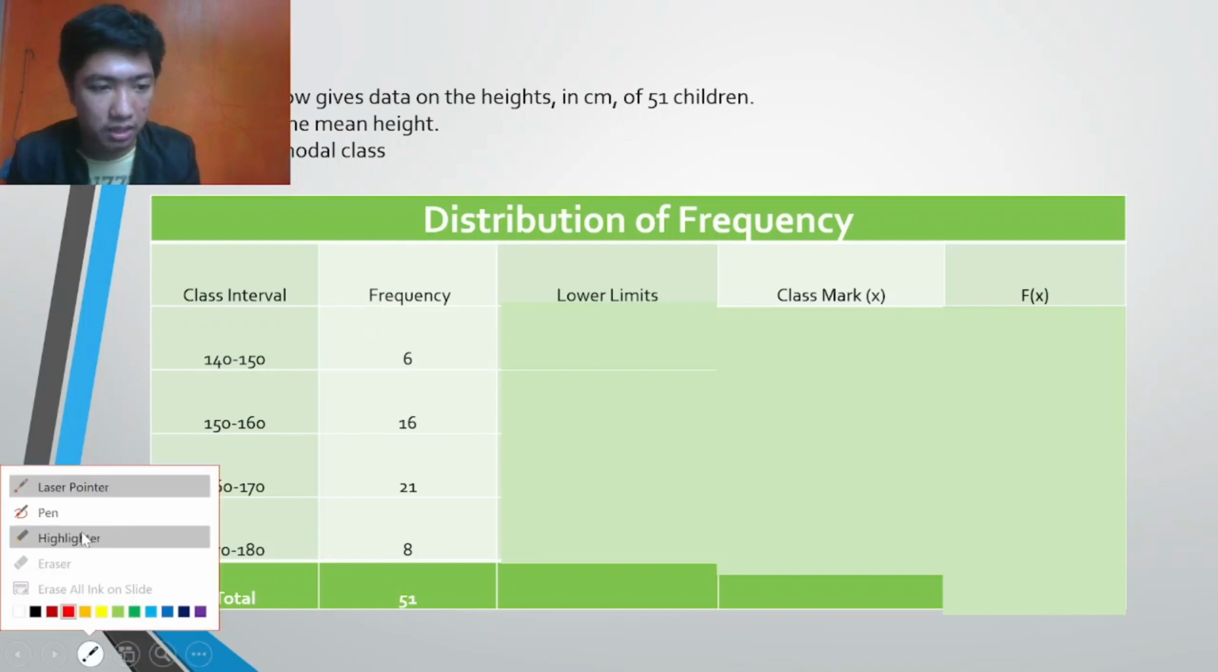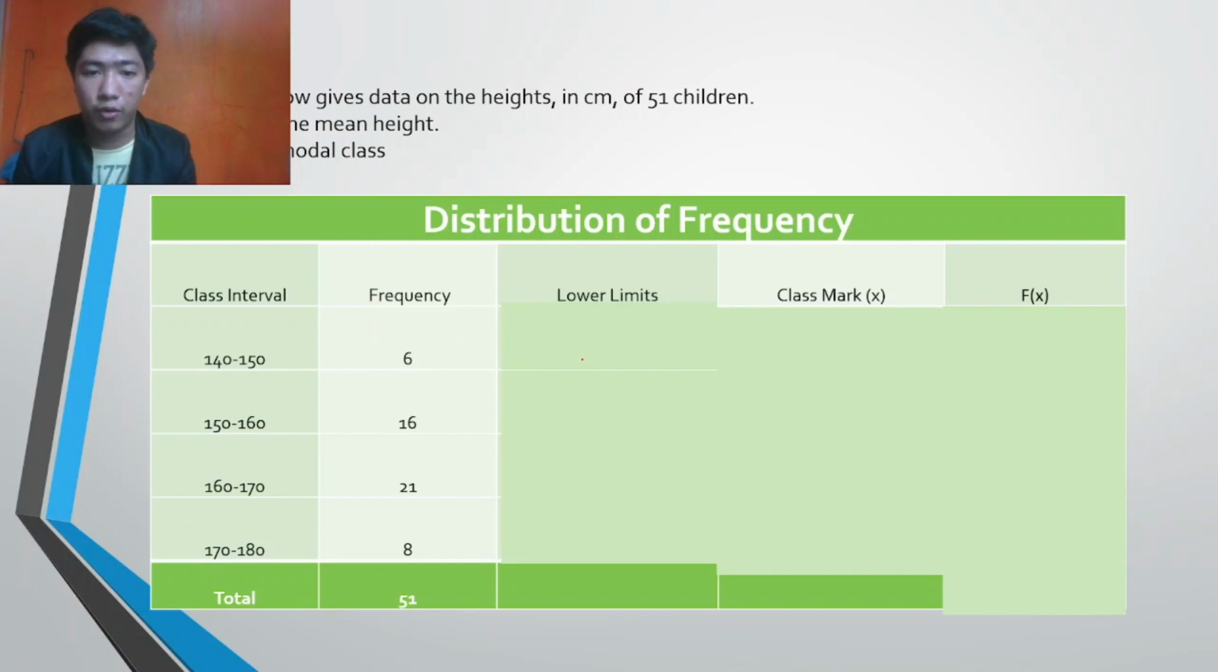To find the lower boundaries, you just have to subtract 0.5 from the lower limit. So the first boundary is 139.5. You just subtract 0.5 from 140. Then here again, 150 minus 0.5, we get 149.5. Then here minus 0.5 again, we get 159.5. And here minus again, that equals 169.5.